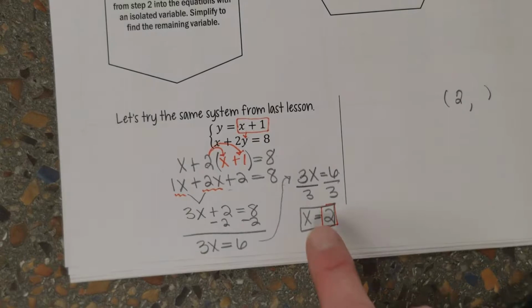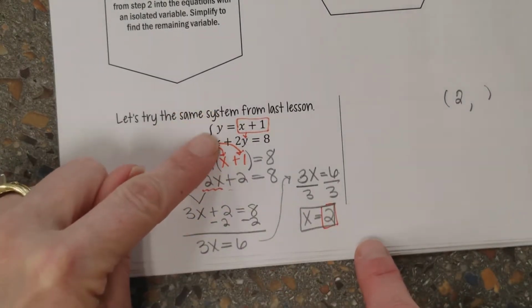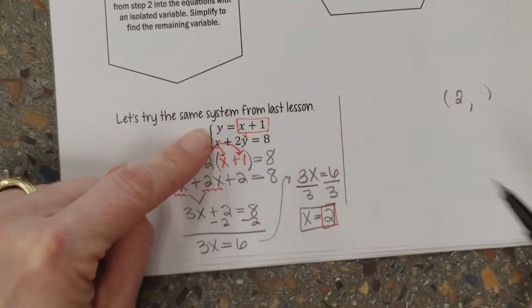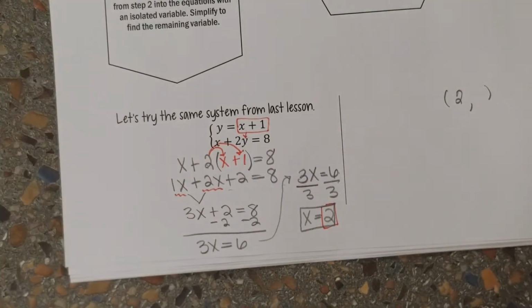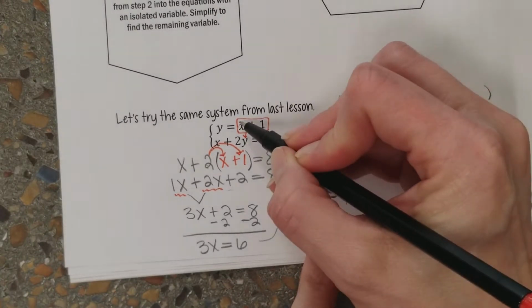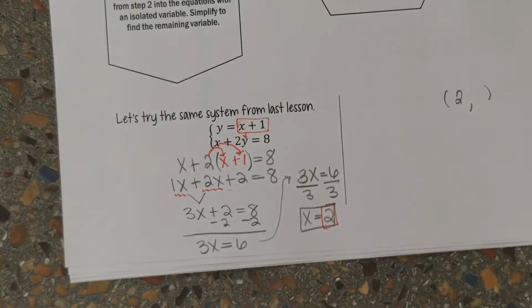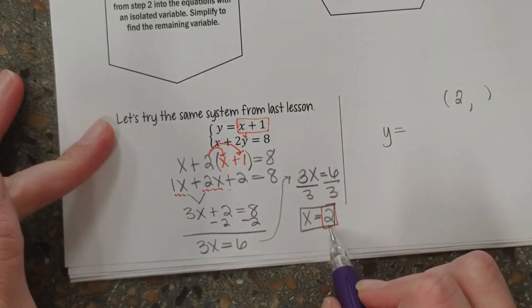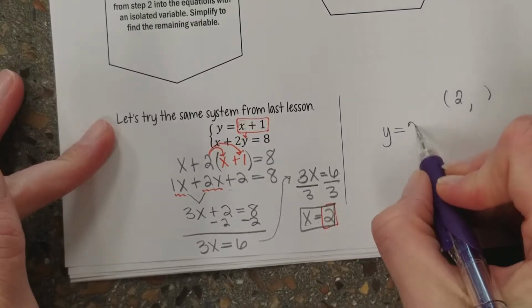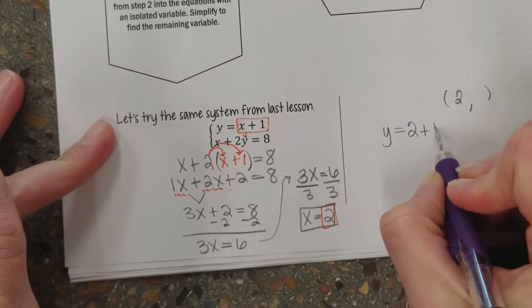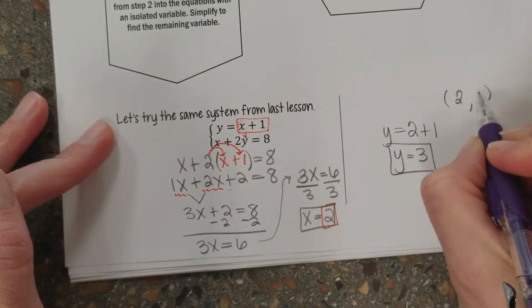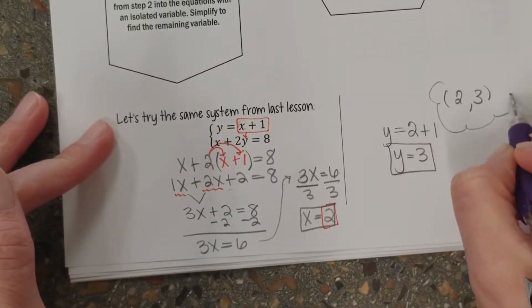Now, technically, you can substitute this x into either one of these equations. It doesn't matter which one you use, but this one that says y equals is going to be easier because it's less steps. So I'm going to take this 2 and substitute it into here. Okay? So what I'm going to get is y equals, and then instead of x, I'm putting in 2 because x equals 2, and then plus 1. y is 2 plus 1, so y is 3. So they intersect at the point (2, 3).